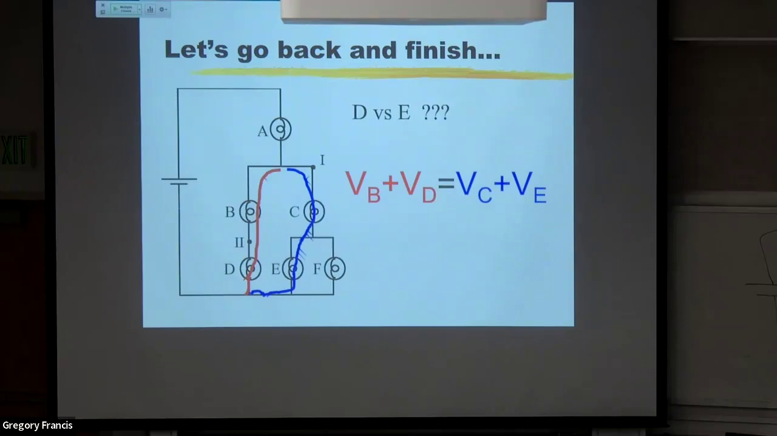That's this blue path. Now, if I want to compare D and E, I first of all have to compare the other two. If the blue team wins here, but overall it's a tie, then the red team has to win there. If C is brighter than B, then D has to be brighter than E. You see how that works?